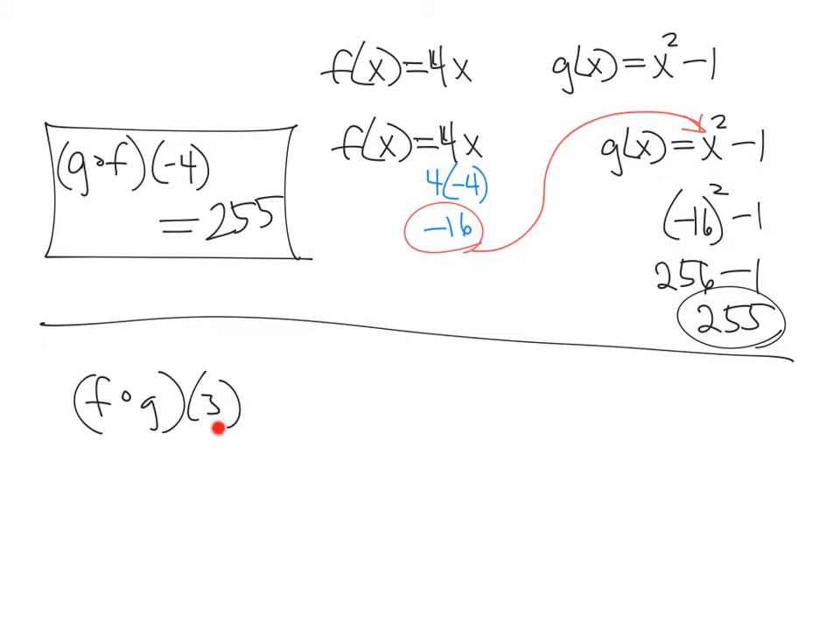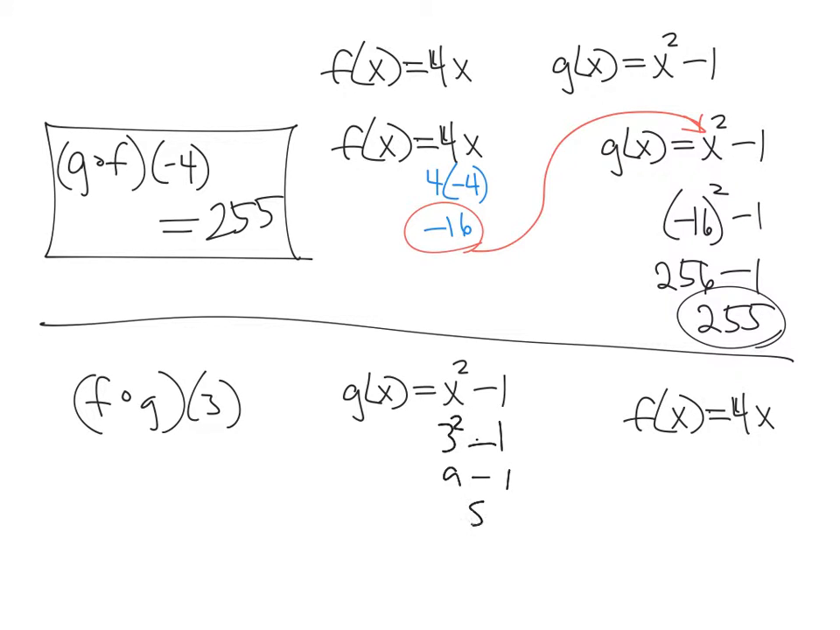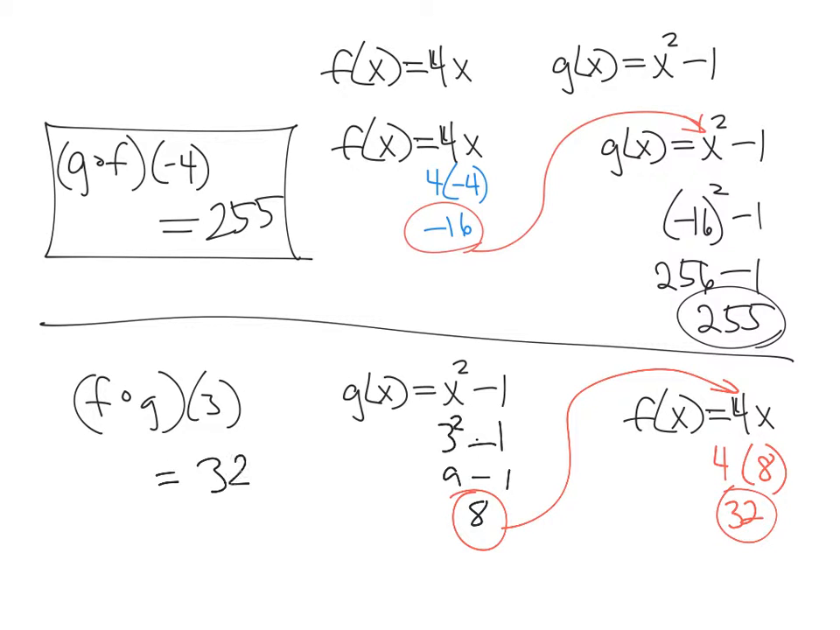All right, so part B says we're going to do f of g of 3. So this means take your 3, stick it in g, get your answer, stick it in f. So that means we need these two terms. But now we need the g first, because we're going to take the 3, stick it in g. So that gives us 3 squared minus 1, which is 9 minus 1, which is 8. And then we're going to take that 8 and stick it into f. So that gives us 4 times 8, which is 32. So that's our answer, 32. And that is our answer there.